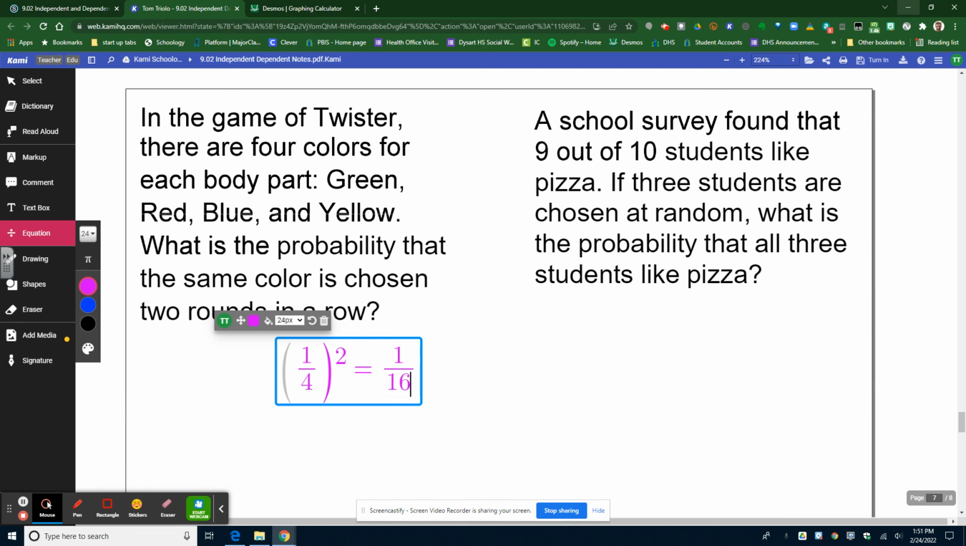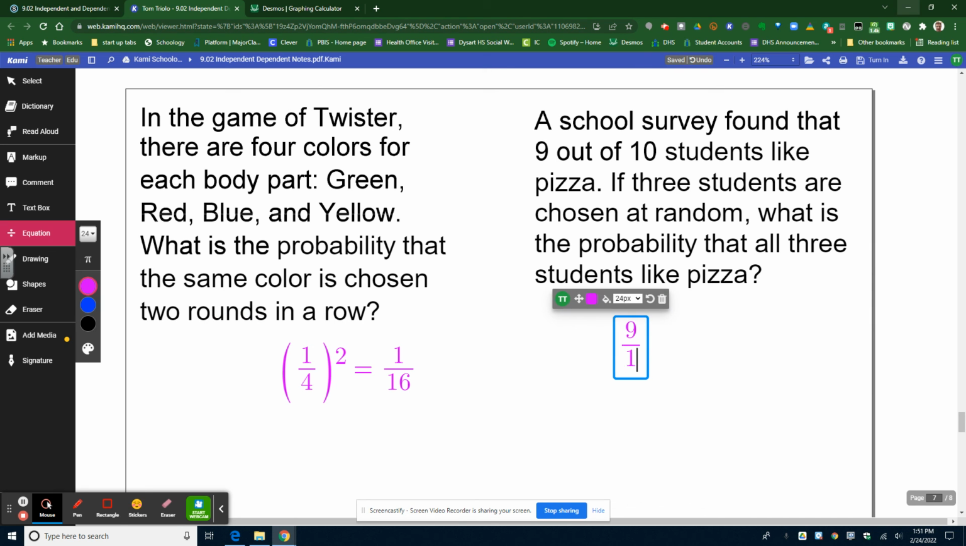You guys didn't have any issues with that one, but then here you're like, ah! Almost everybody put the 9/10 down, and then you did things like, let's multiply it by 3. Your probability can't be bigger than 1, so you can't multiply it by 3, but you had the right idea. Your instincts are correct. Where's the 3 go? Exponent. So if I do that, 729 over 1,000. So if I asked 1,000 students at this school, 729 of them say they like pizza.